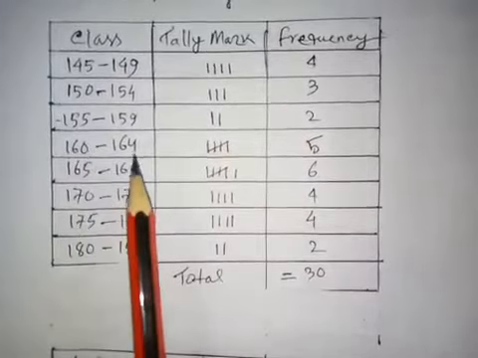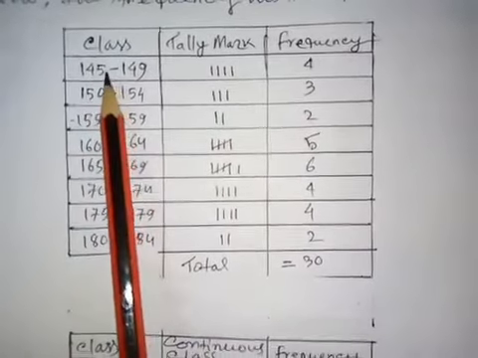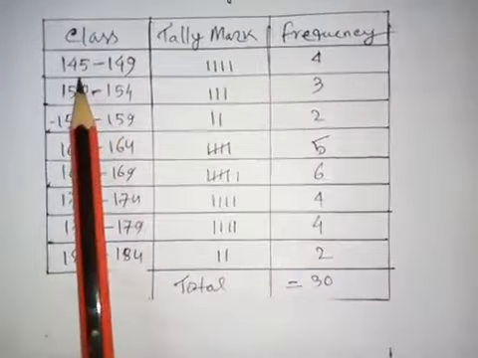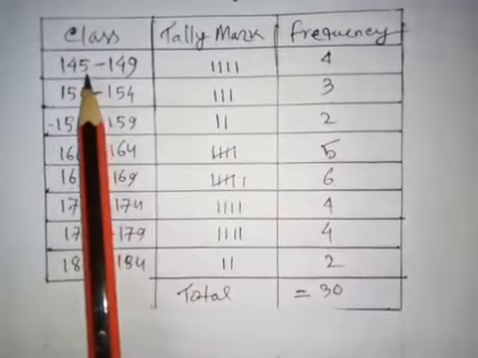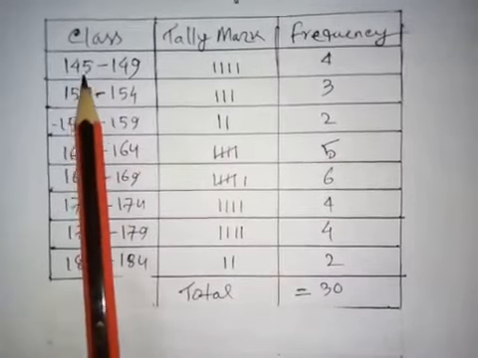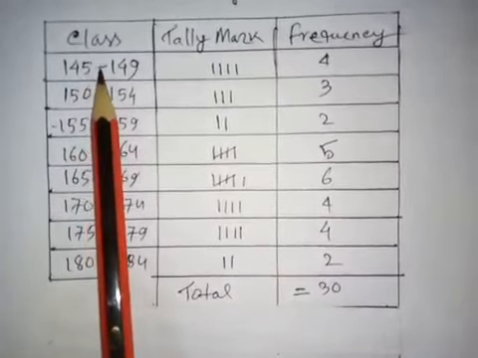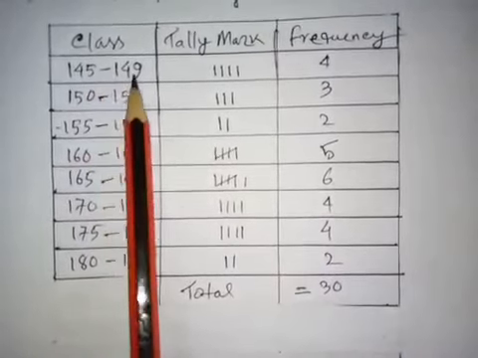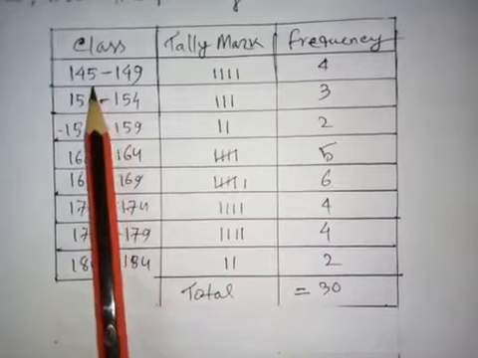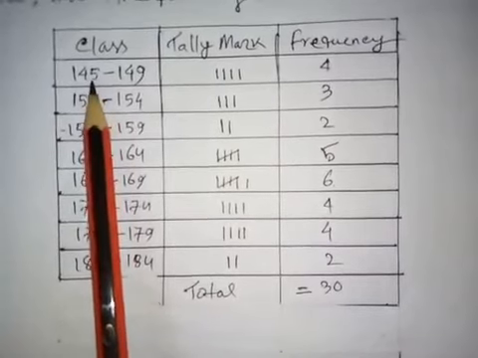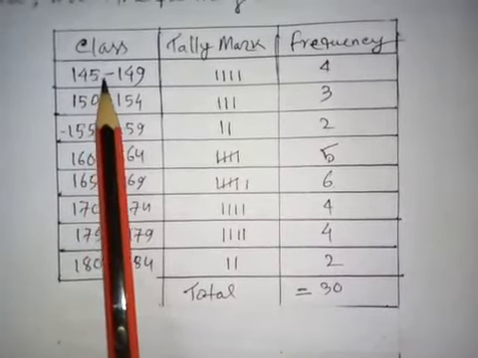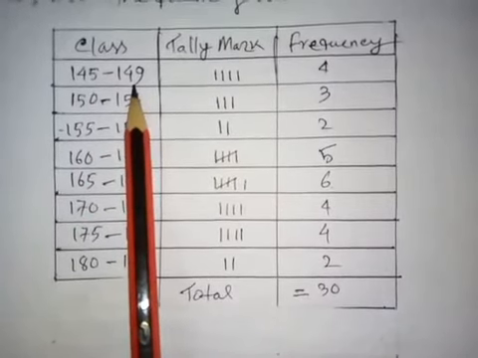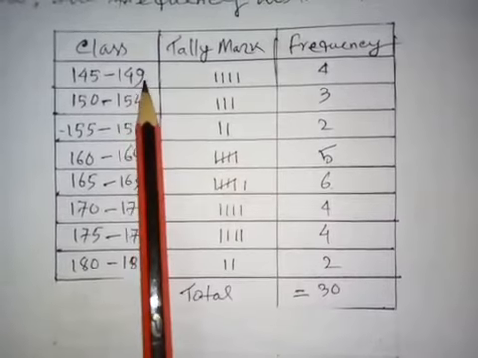So look, our lowest data is 145. So the lower limit of the first class will be 145. Starting will be 145. So if we start at 145, our class interval is 5. So that means we can include 5 data in a class. So if we start from 145, then count 145, 146, 147, 148, 149. So when it goes to 149, then 5 data are included. So after this, the first class will end.